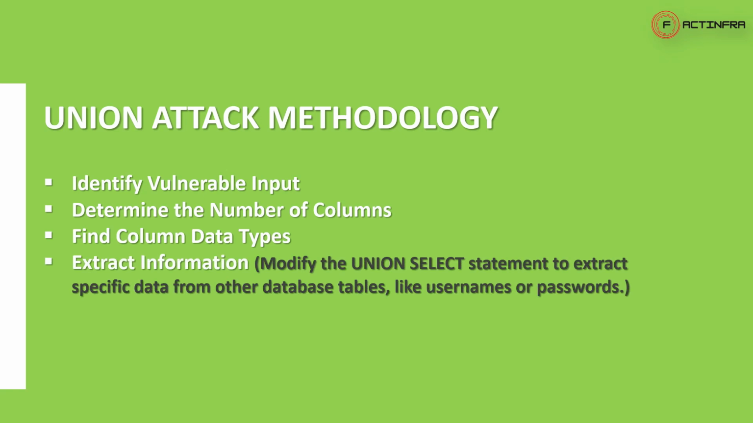After knowing the column data type, we have to extract information. For example, modify the union attack statement to extract specific data from other database tables, like usernames or passwords. If a string data type is working in the column, then we can inject and try for username and password information. Don't worry about that. We will see in this video specifically how we can extract information about other database tables, like username and password.